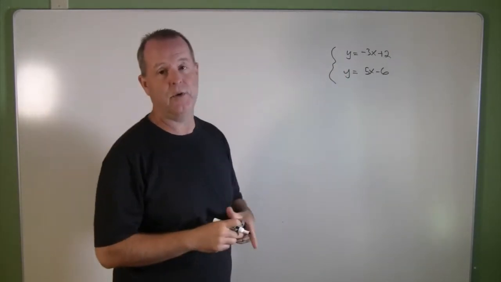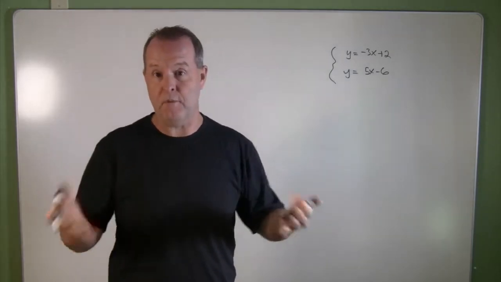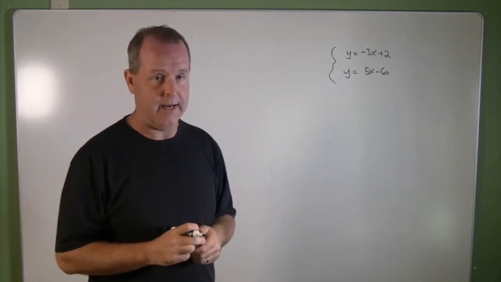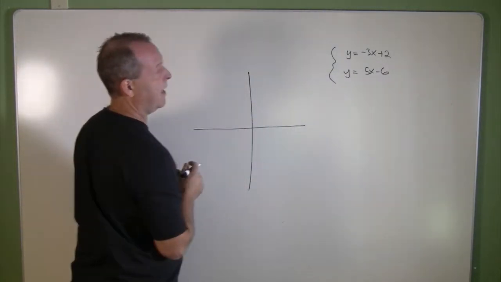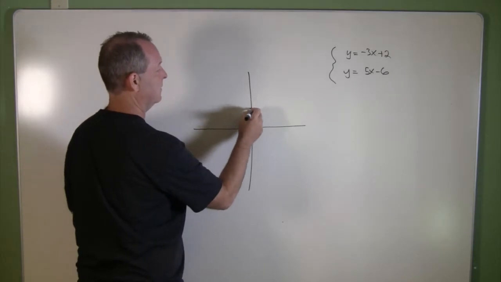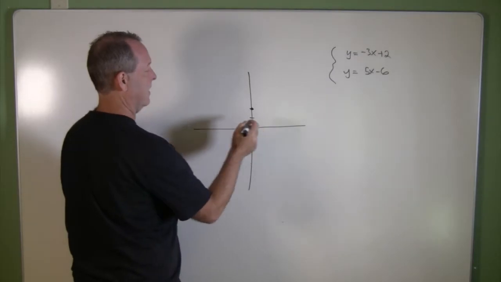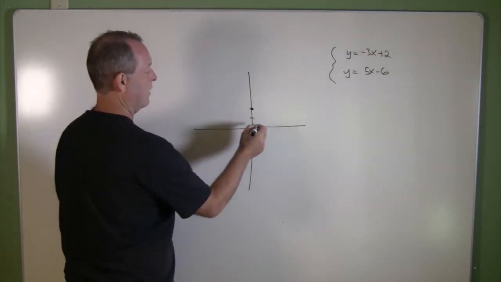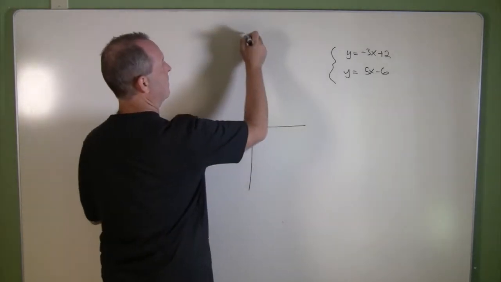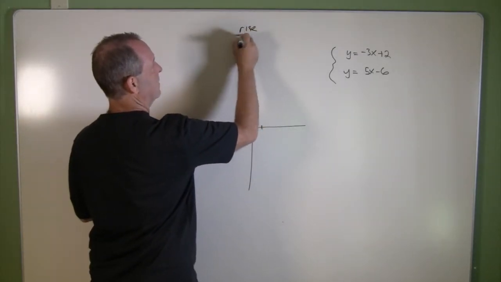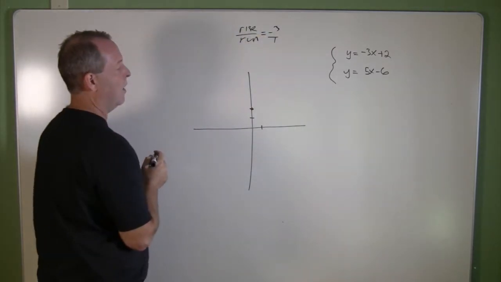So this example I drew out because both lines were in our slope-intercept form, which for me is one of my favorite ways to graph lines. So let's graph both lines. The first line has a starting point at 2 and a slope of -3, which means that my rise over my run, I could go forward 1, rise over run equals -3 over 1.